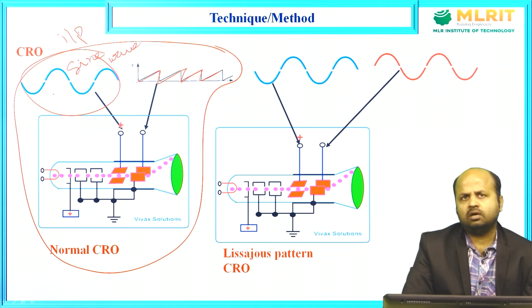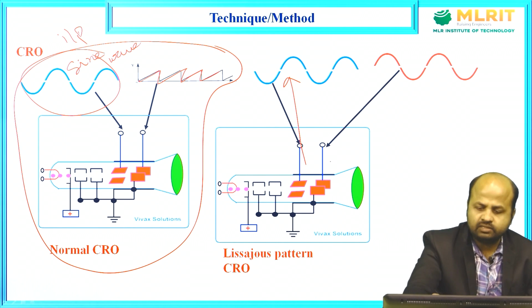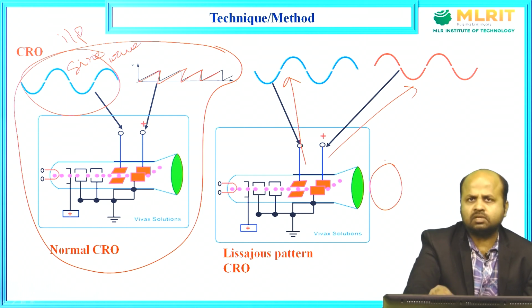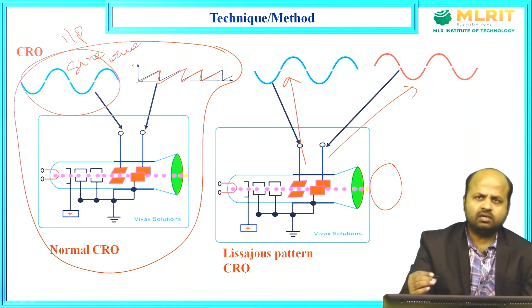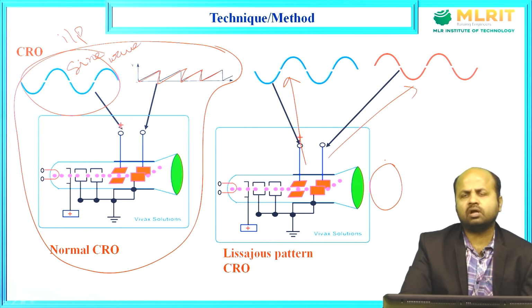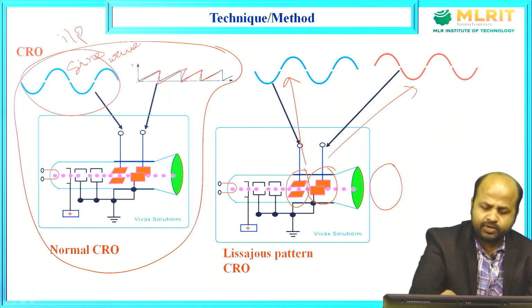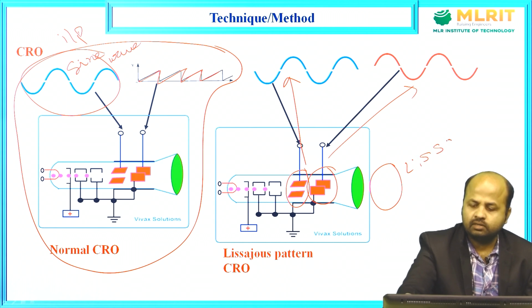In order to obtain a Lissajous pattern, in the vertical plate you have to apply a sine wave, and in the horizontal plate you also have to apply a sine wave. Then only you can observe a Lissajous pattern. This is the technique to obtain a Lissajous pattern on a CRO. Keep in mind that a CRO has two plates: the vertical plate and the horizontal plate. If in both plates we apply two sine waves, we will get a Lissajous pattern.